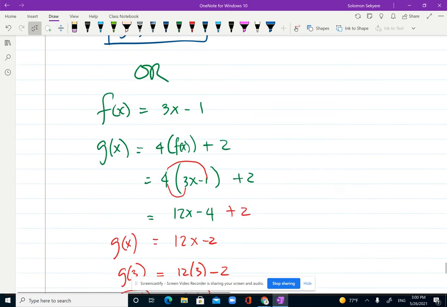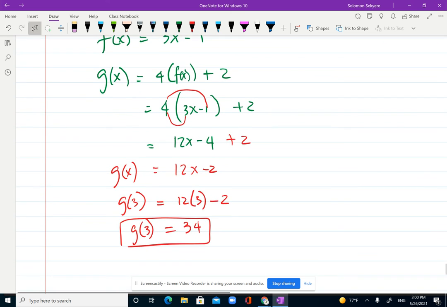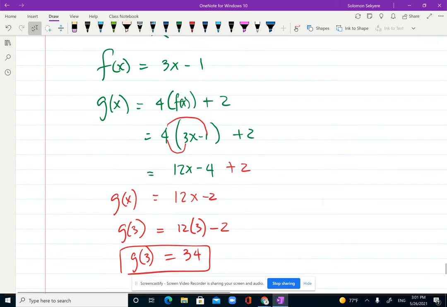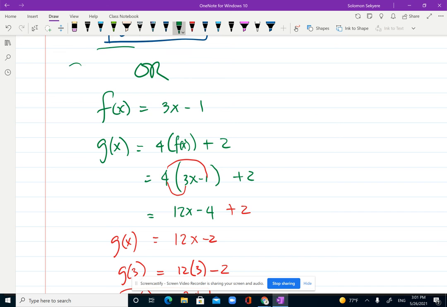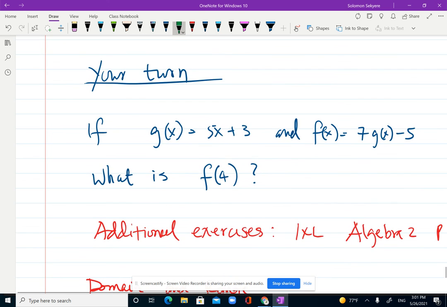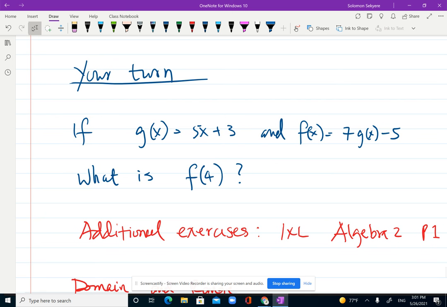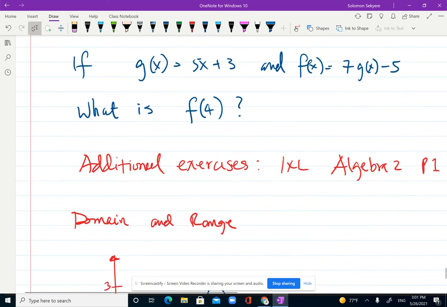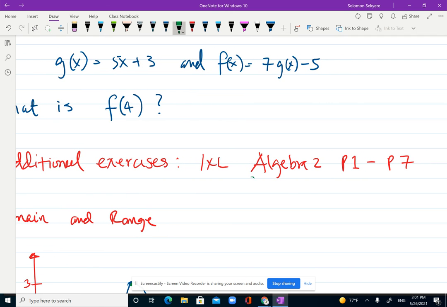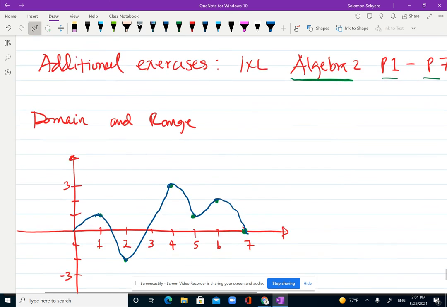I gave you an alternate way of solving this problem here. Do it this way or that way. And then I give you this to try. That'll be your last question. And then I say, go and practice additional exercises, IXL Algebra 2, P1 to P7, composition of functions.